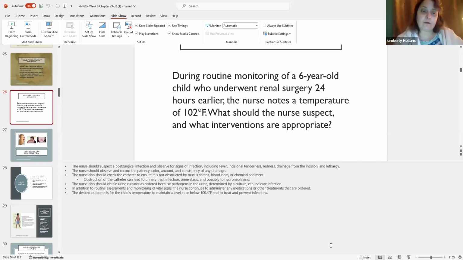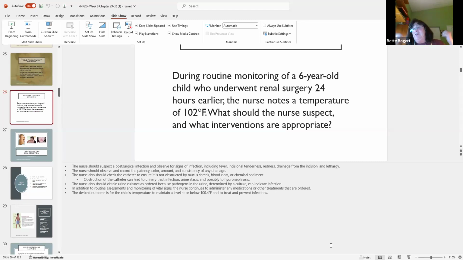Like the lab work is one way. How about checking the color of the urine? The incision, yeah, there you go. Redness, drainage, there. And looking at the urine too, right? All of those things we're looking at.